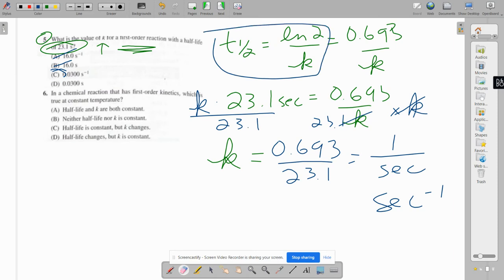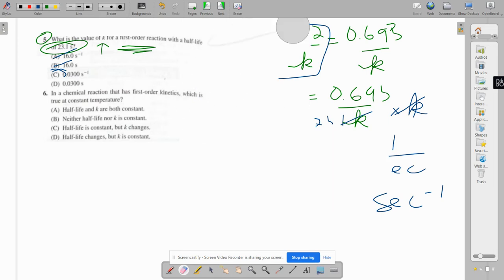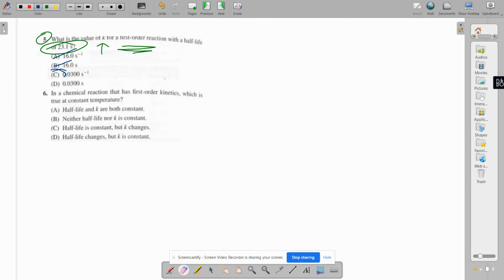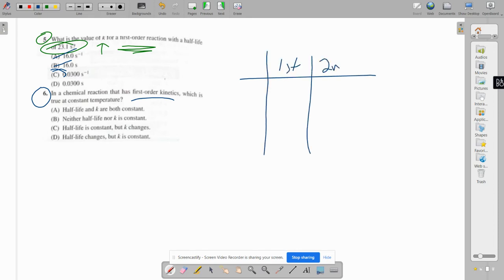All right, let's take a look at number 6. I'm going to make some room here. Number 6 says, in a chemical reaction that has first order kinetics, what is true at a constant temperature? Here's a simple grid that might be helpful. You have first order, second order, zero order. In terms of K, at a certain temperature, they're all going to be the same. K does not change. The only things that change K are temperature and adding a catalyst.